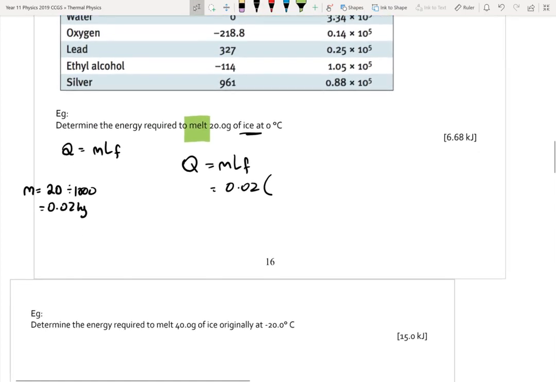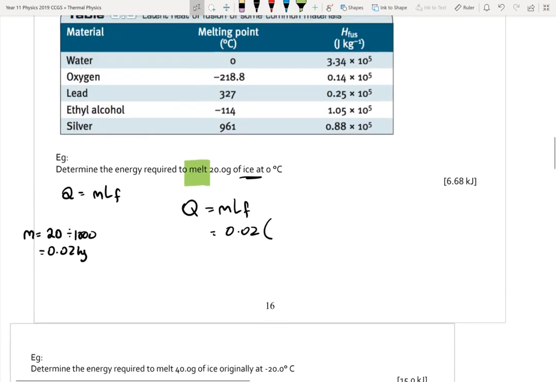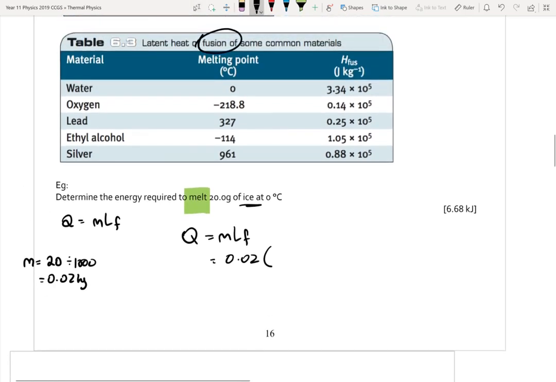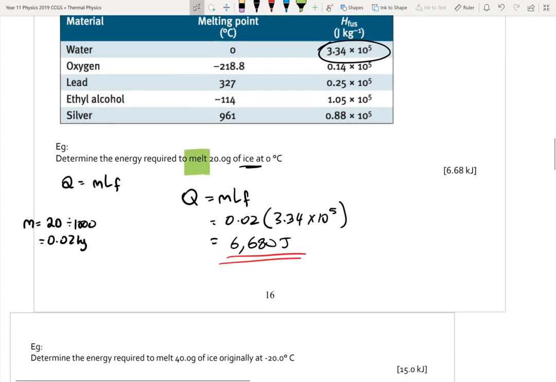Now, be careful. We haven't looked at vaporization. In fact, this table is just for fusion, so that's melting. We need to use this value: 3.34 times 10 to the 5 multiplied by its mass gives 6,680 joules. That's how much energy is required to give... 20 grams is like a nice big ice cube. At its melting point, it requires 6,000 joules.